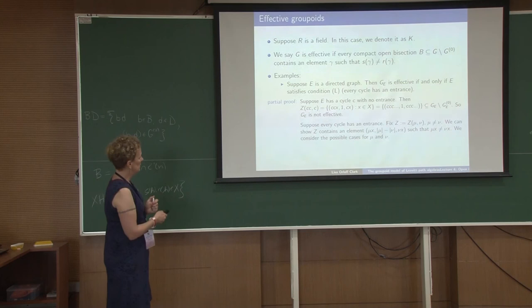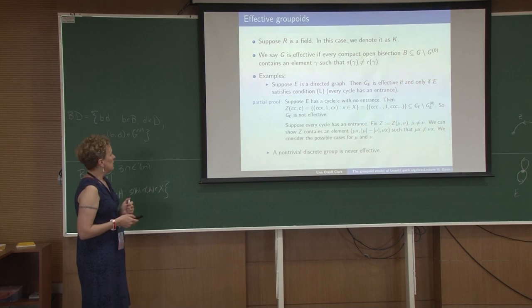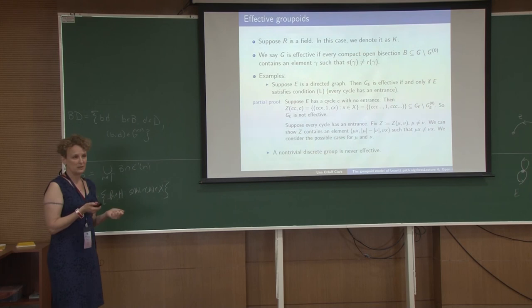I don't know anywhere where it's written down in this context. I know it's written down in the higher rank graph context. Just another example: if you have a non-trivial discrete group, it's never effective, because singletons have matching source and range in the group. It doesn't satisfy the condition.